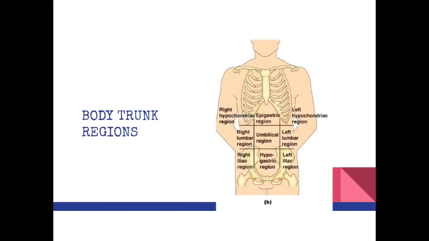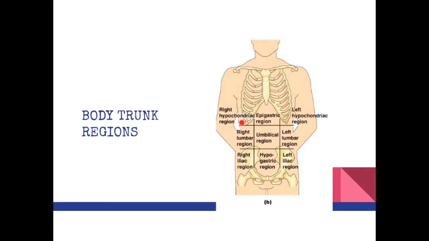And then we can also break down the body trunk into regions. So we have 9 regions of our body trunk. So here's the right hypochondriac region. If we break down this word, hypo means below, chondriac means cartilage, and this means below the ribs because there's cartilage on these ribs, so meaning below the ribs. Next one in the middle there, epigastric. Epi means above, gastric means stomach, so this is the region above the stomach. And then the left hypochondriac region, so again, below the ribs.